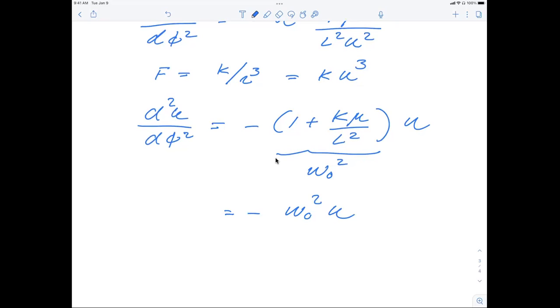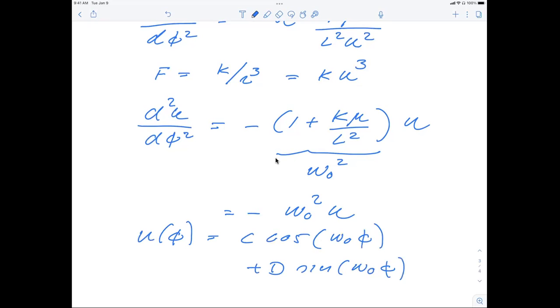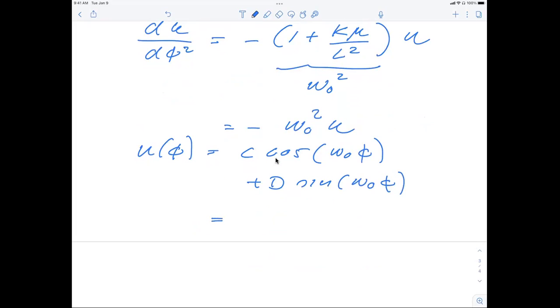That means that this u of phi is now given by some constant c times cosine of omega 0 times phi, plus a constant d times sine of omega 0 times phi. And we know that we could actually sandwich this into a more compact expression, where we have a new constant, and cosine of omega 0 phi minus a phase shift delta. This is something which we did, I guess, the week before the midterm break.